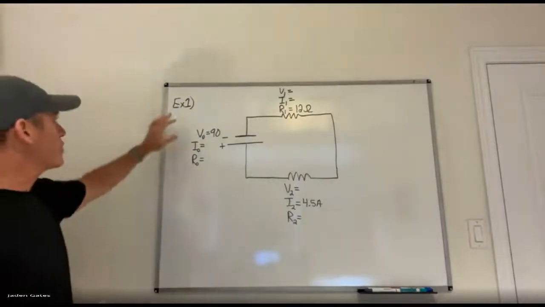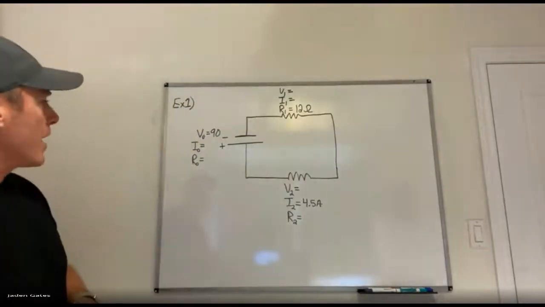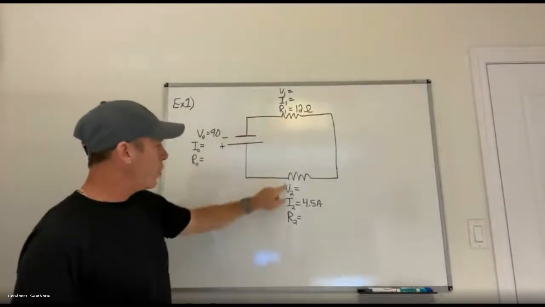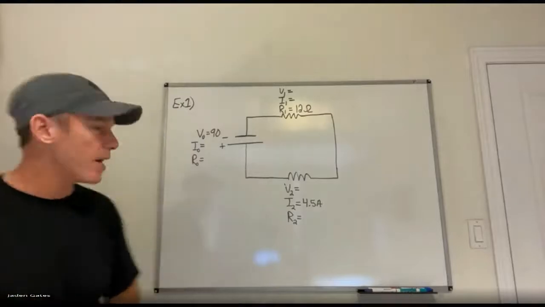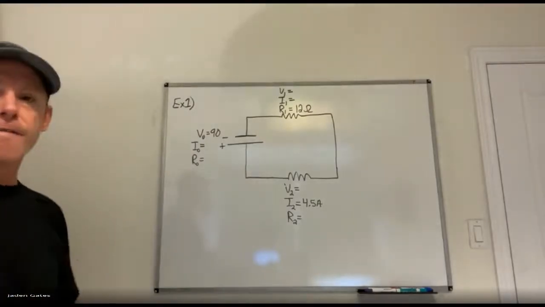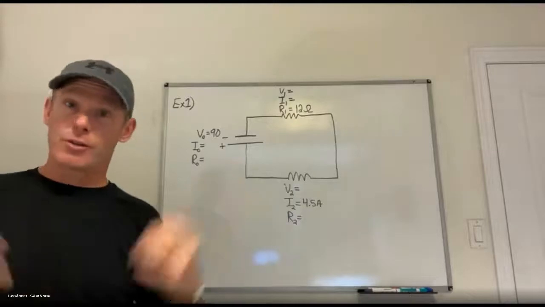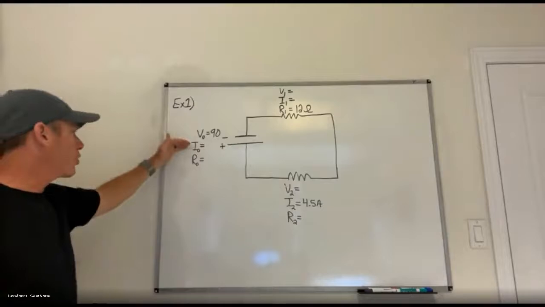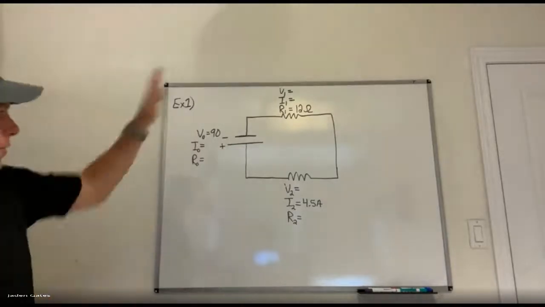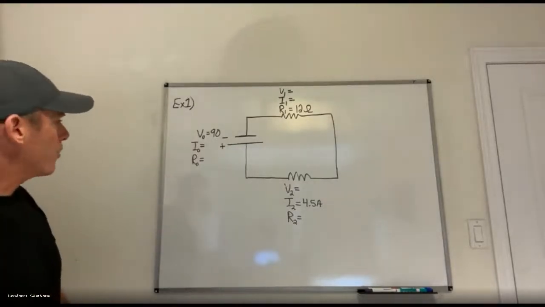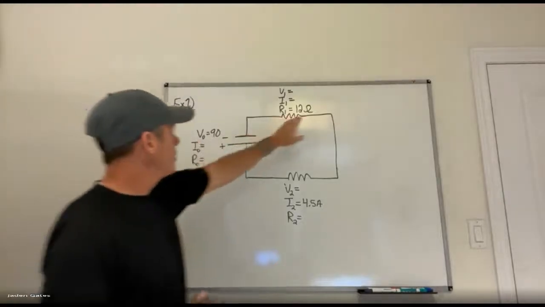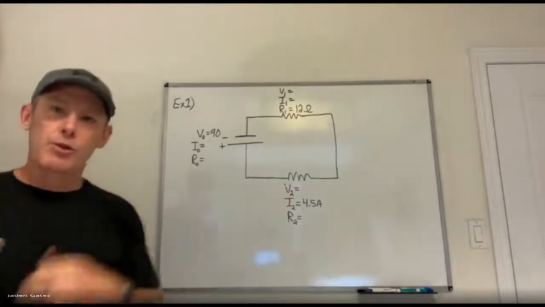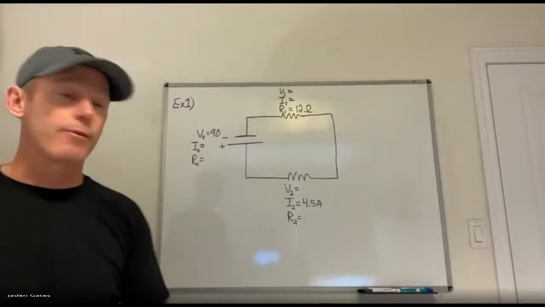Now, here's our first example. We just have a circuit here with two loads in series. The question is saying, find everything for each load and the circuit. So find our voltage, our current, and our resistance for the entire circuit. We only have the voltage here, the resistance here, and the current here. Again, it's like a puzzle, so you try to fill in the simplest pieces first.